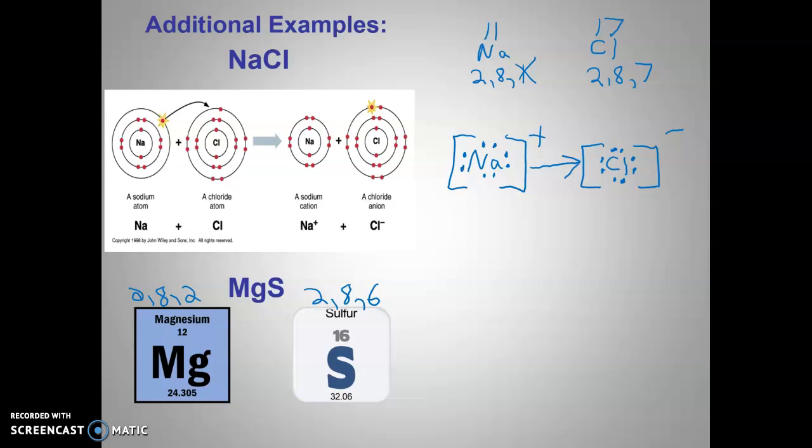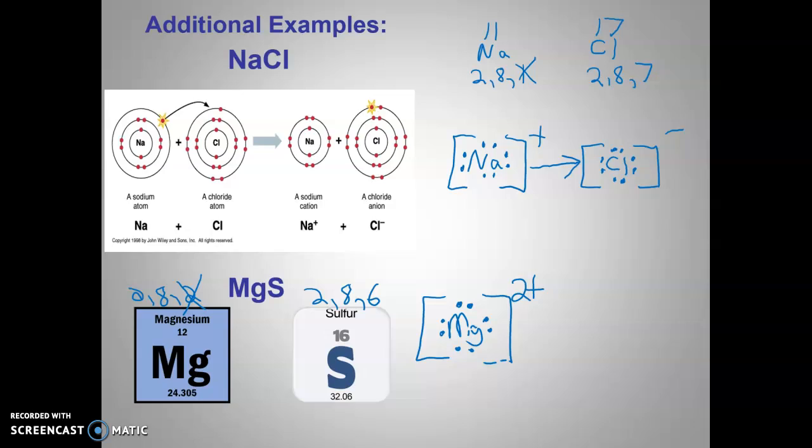All right, so what magnesium is going to do, it's going to get rid of those 2 electrons and become a 2+ cation. So Mg. It's dropping down to the second energy level, which does have 8 electrons, so I can fill in that octet. And let's make sure we account for the charge. It lost 2 electrons, so it has to be a 2+ charge.